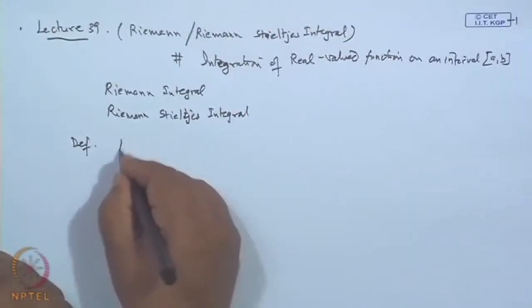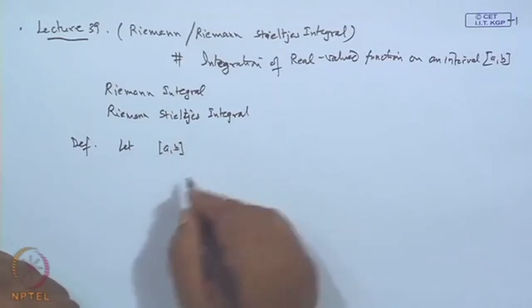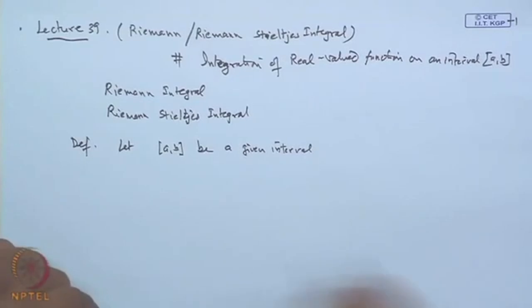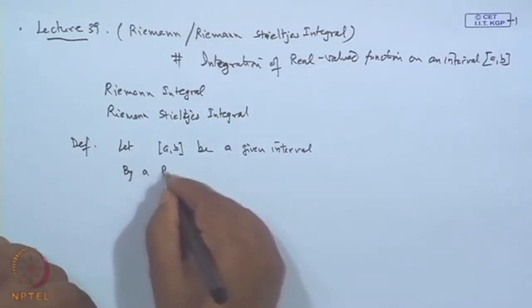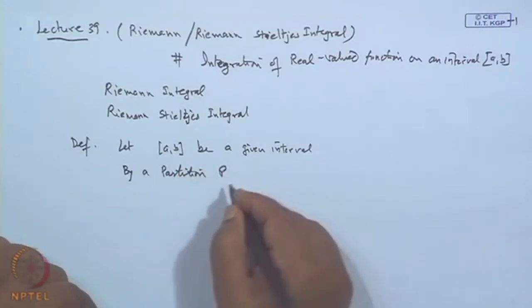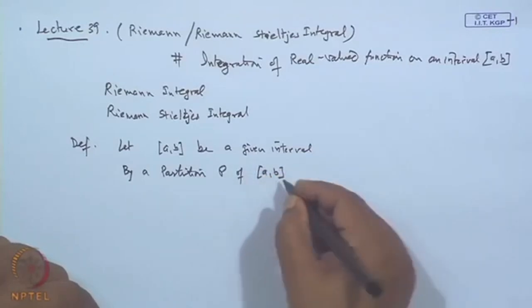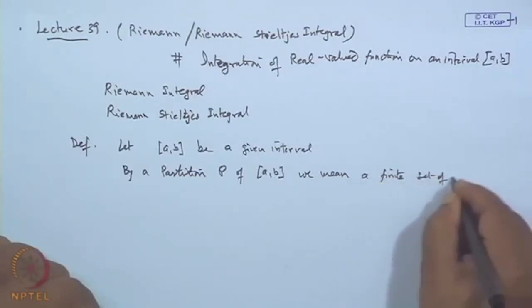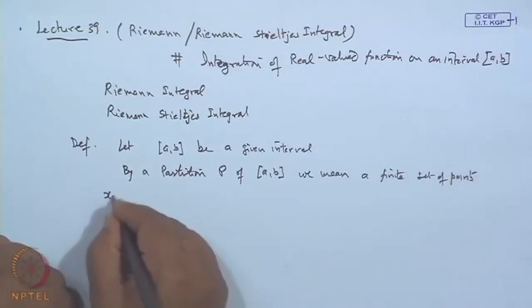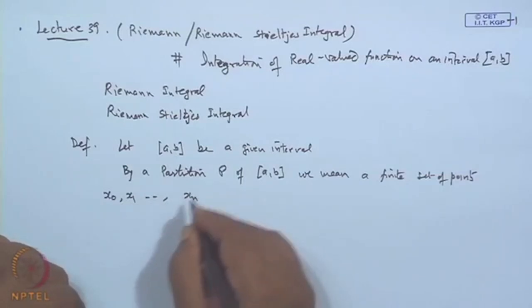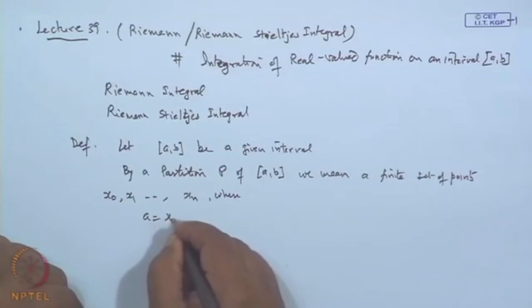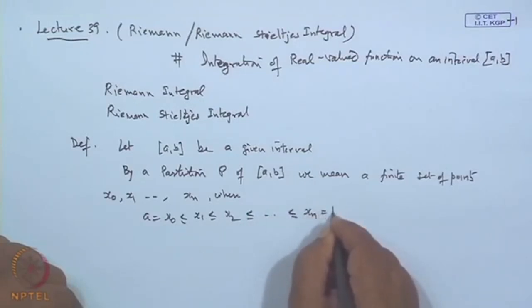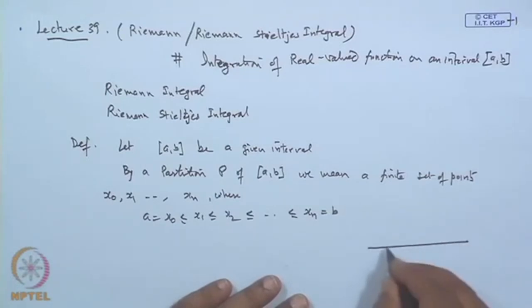Suppose a b is an interval, let a b be a given interval. By a partition P of a b, we mean a finite set of points, say x naught, x 1, x 2, up to x n, where a is x naught, which is less than or equal to x 1, less than or equal to x 2, and so on, less than or equal to x n, which is b. So basically this is our interval a b.